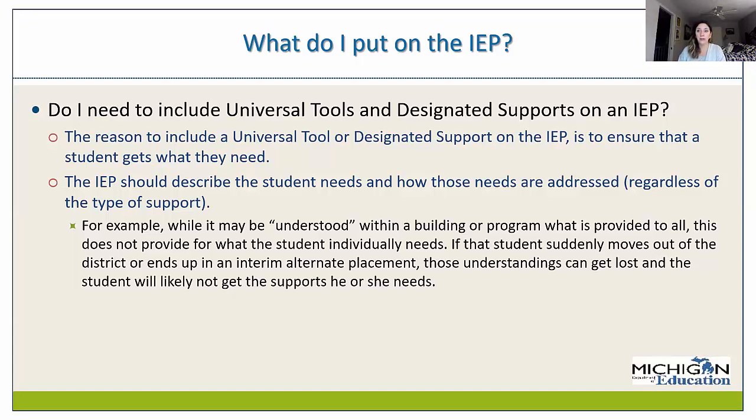So if the student needs a highlighter, let's say, bad example, but let's say that a student needs a highlighter, for example. They need it. They absolutely need it. It doesn't matter that we've called it a universal tool. If they need it and it's related to whatever their disability is, then it probably should be in their IEP somewhere.